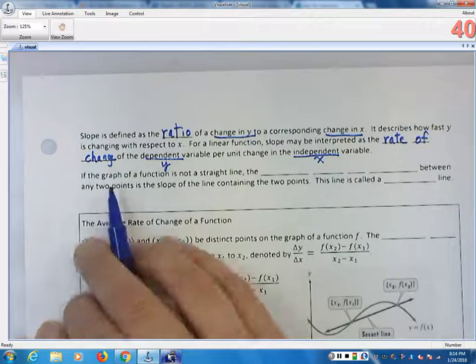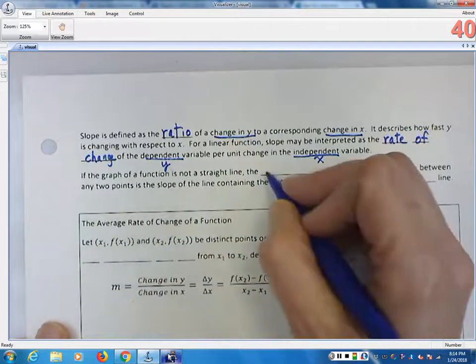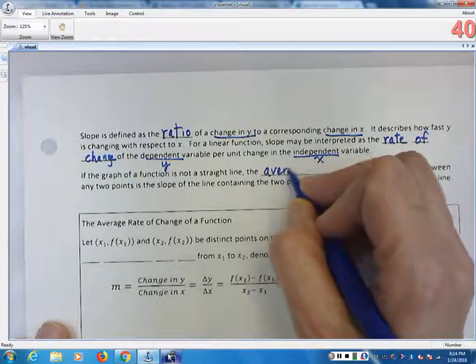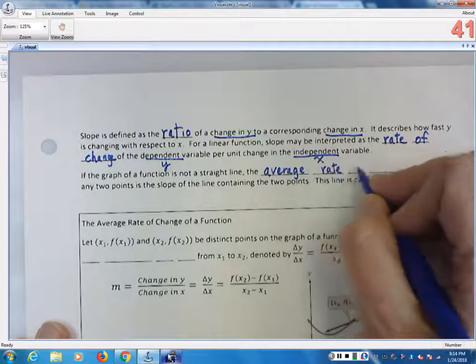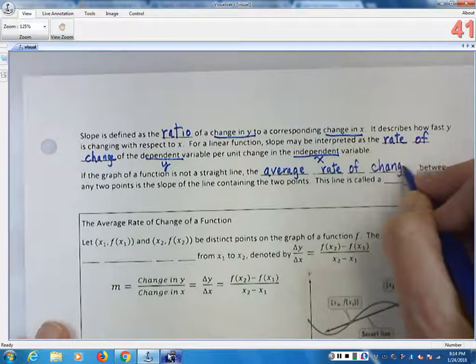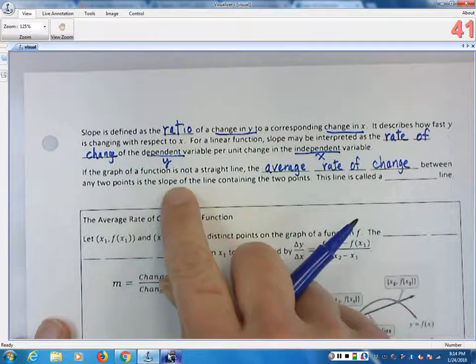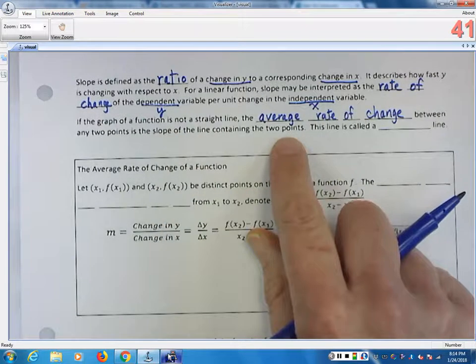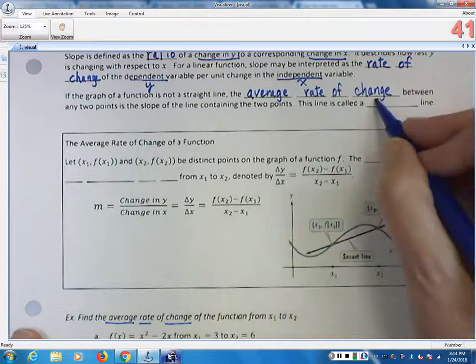So if the graph of a function is not a straight line, the average rate of change between any two points is the slope of the line containing the two points. Here's a picture. This line is called the secant line.